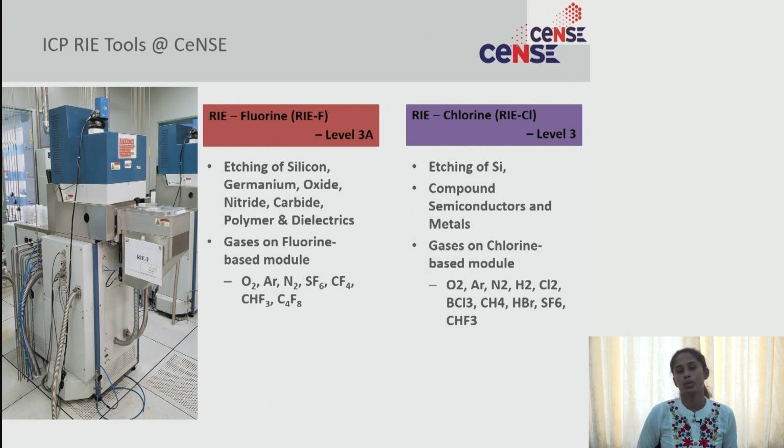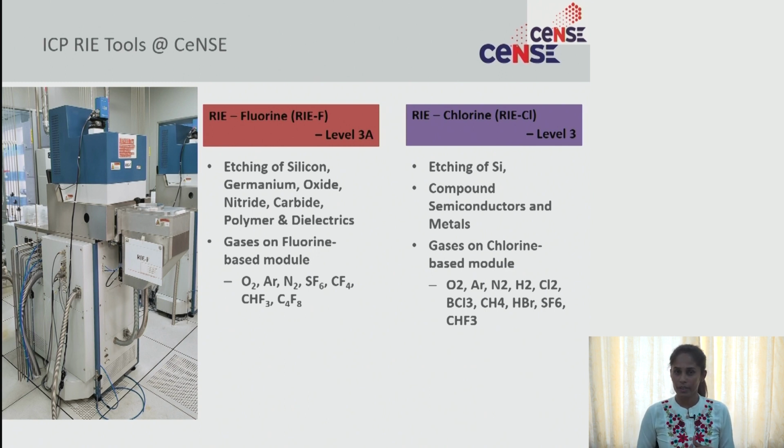So again, the fluorine based tool is dedicated to etch all our silicon, germanium, oxides, nitrides and all such dielectrics, and these are the fluorine based gases which are available in the RIE fluorine tool. This tool is level 3A. That means we are not allowing any etching of metal, or metal exposed to plasma, in this tool. Okay. Same way we have the RIE chlorine tool.